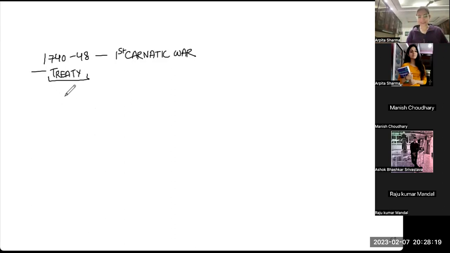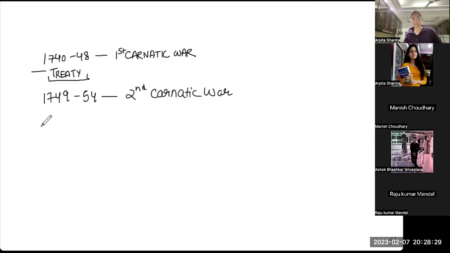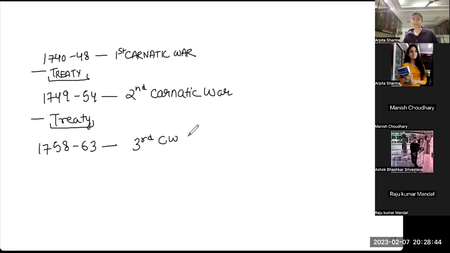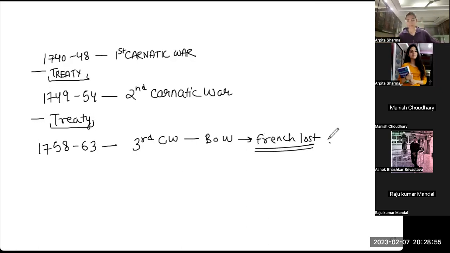Another war. Yes, Ashok. So again, 1749 to 54, we have the second Carnatic War. Now again, there is a time please, that is a treaty. And after the treaty period ends, again another war, 1758 to 63, which is the third Carnatic War. This was the Battle of Wandibosh, where the French ultimately lost their control over India, and the Britishers established their control over the other Europeans.